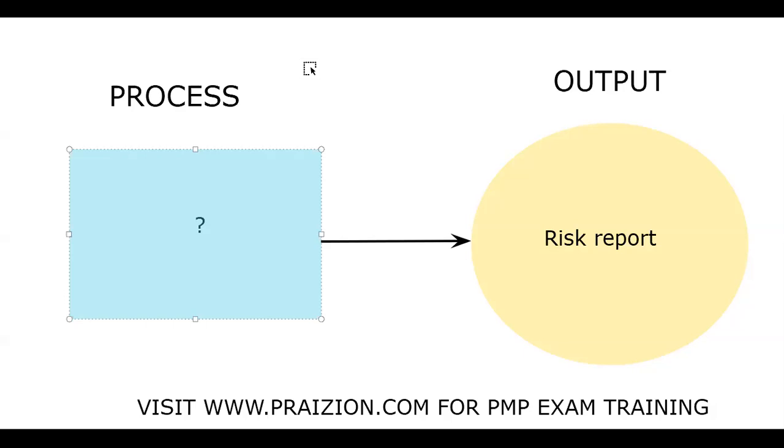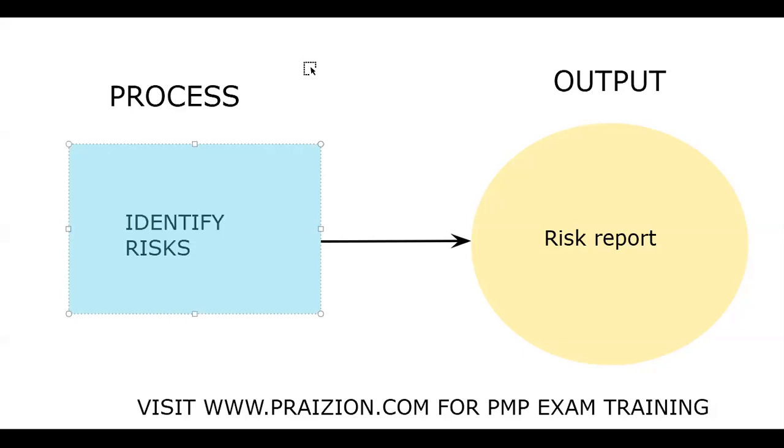All right, 3, 2, and 1. The answer to this, my friends, is of course from risk management, and it's the same process that gives you another very important output, but I will not spill the beans. The answer is identify risks, and that is the process from which you get the risk report.